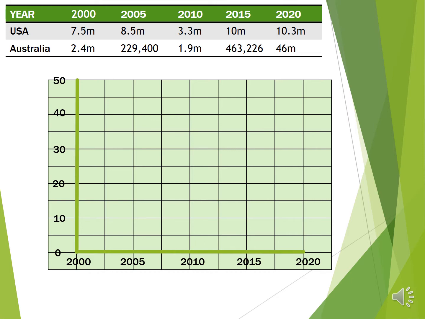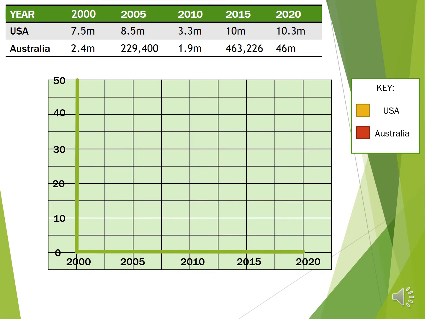Now, we've got two countries that we are going to compare on the same graph, and therefore we are going to need a key. And each country is going to need a different colour. So I'm going to use yellow to represent the USA, and I'm going to use red to represent Australia.